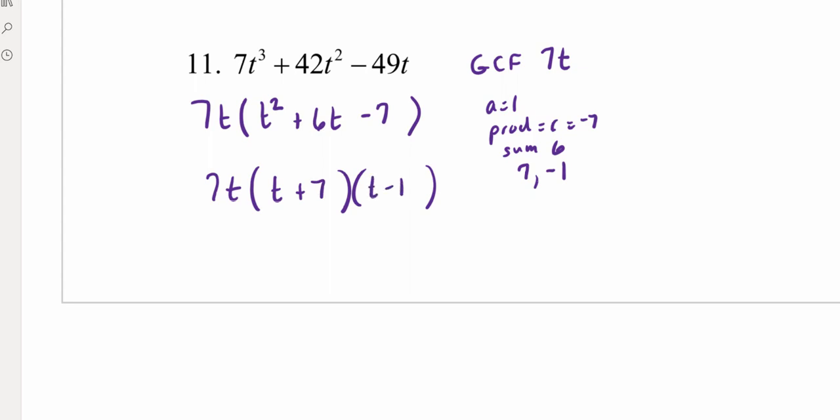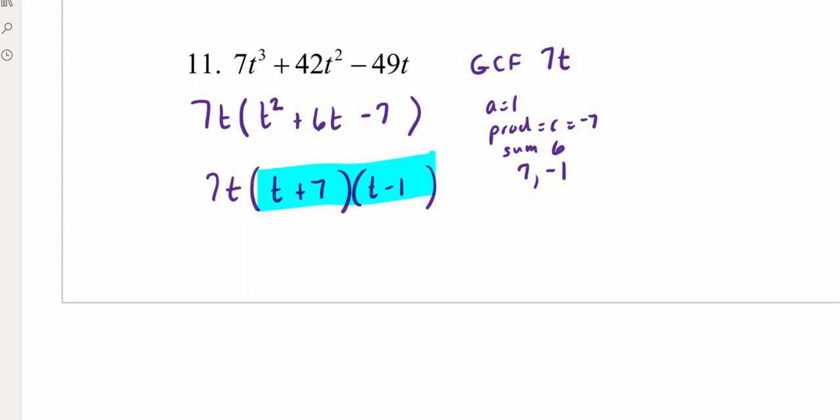And a reminder that if we need to check this, say you're in a test or quiz and you want to check, I recommend you go ahead and multiply the binomial first and then distribute the 7t. So when we multiply the binomial first, we're going to get t squared plus 6t minus 7, and then distribute the 7t to go back to the original problem. So that's how you would check that.